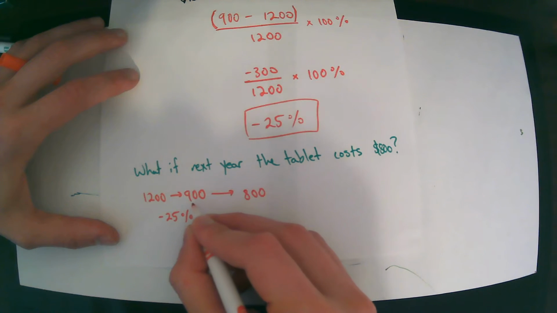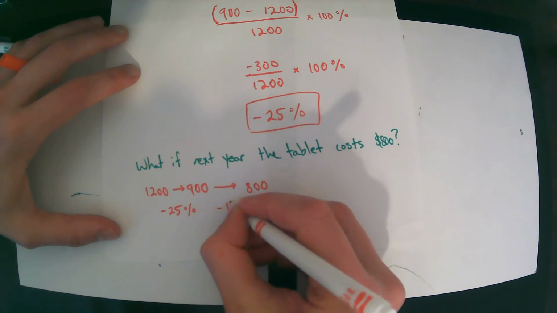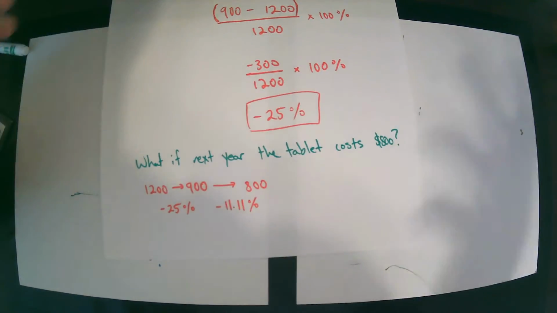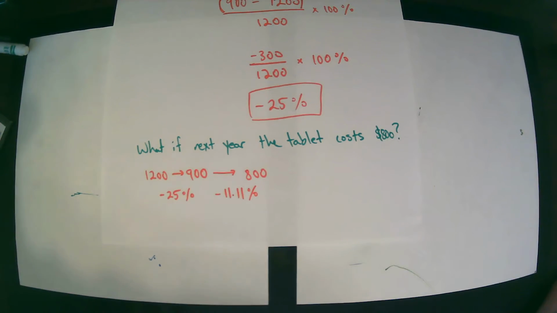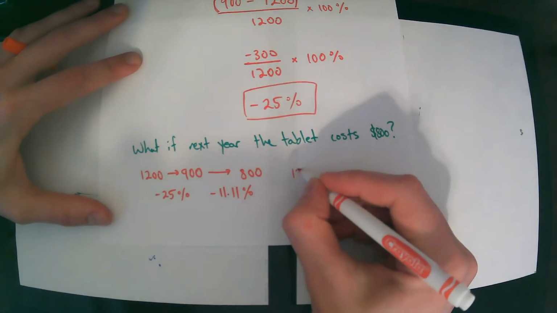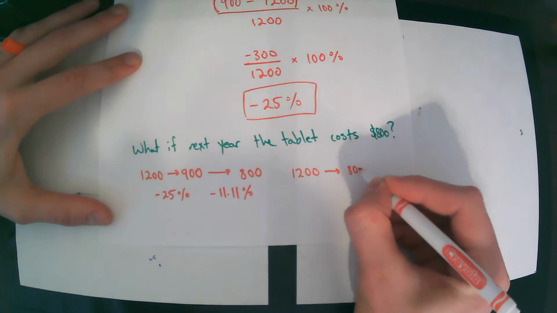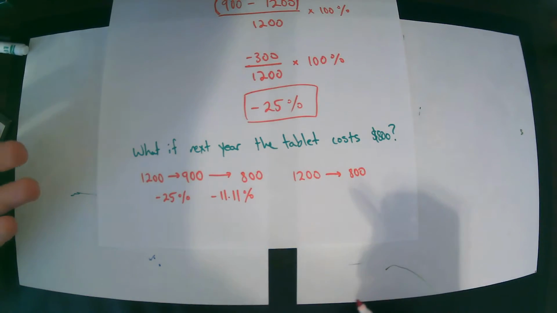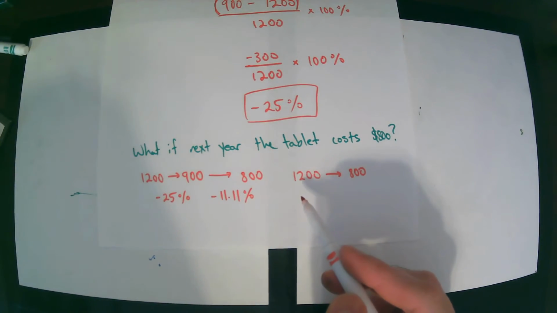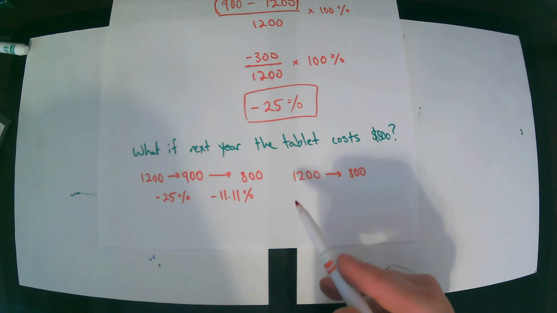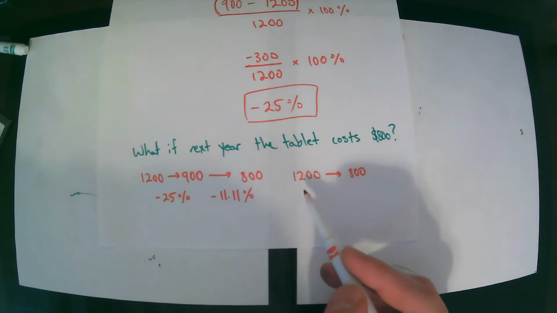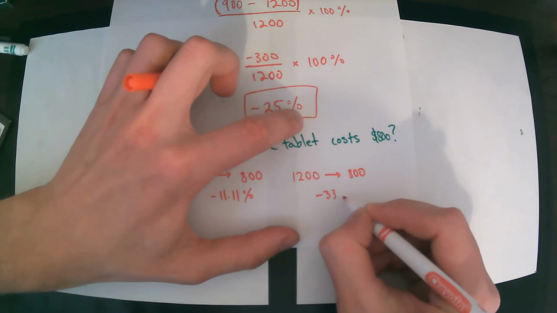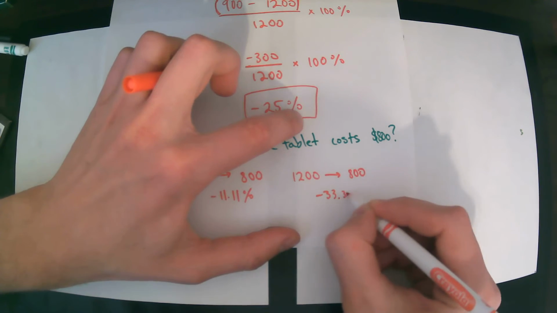So from 900 to 800 would be a smaller decrease, like 11.11%. I could have just rounded to 11%. And then also, we can look at all the way from year 1 to year 3, 1200 to 800. How would you do that? You would take the difference, 800 minus 1200, divided by that original value, which is now 1200, times 100 to get it as a percent. That gives me negative 33.3 repeating percent.